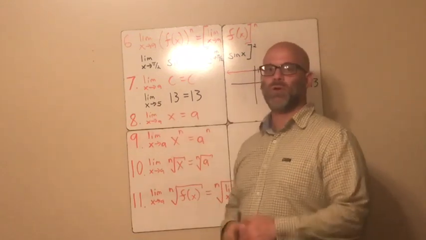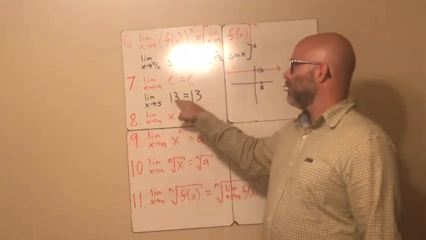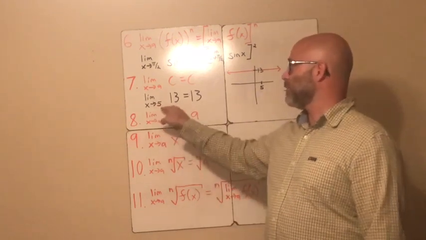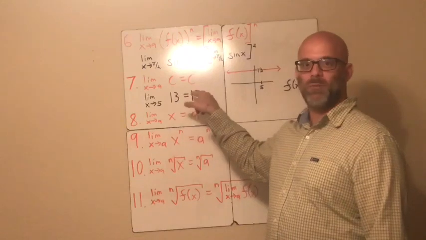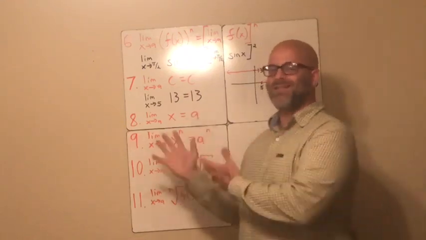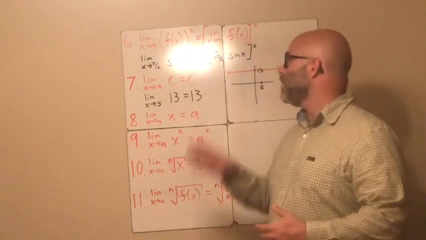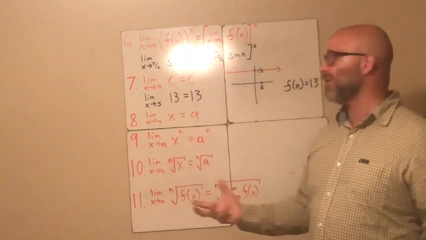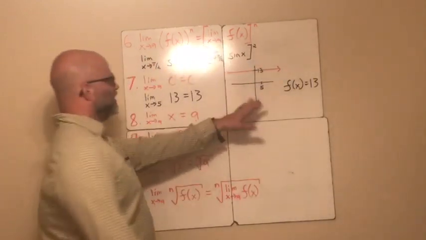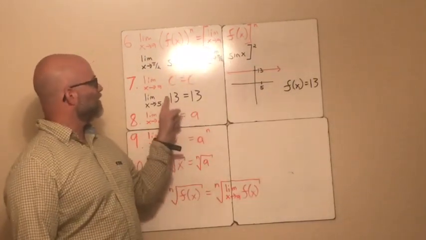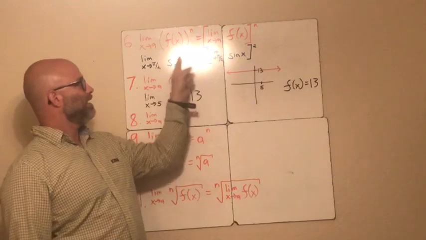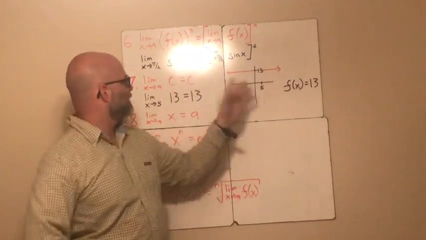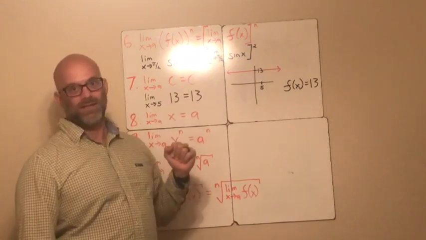Here's an example. As x approaches 5, what does f of x approach? 13. As x approaches 5, 13 approaches what? 13. What am I talking about now? You have to see this right here as a constant linear function. Look, I want you to envision it over here. This thing right here is a constant linear function. It's not a sine function raised to a power, right? It's a constant linear function.